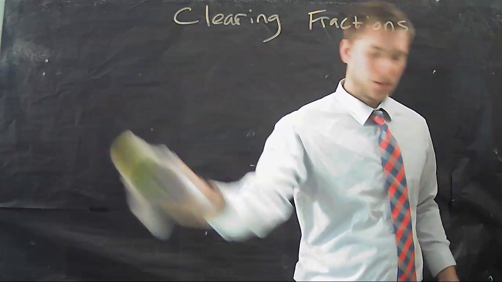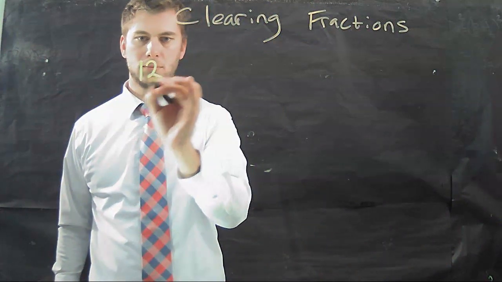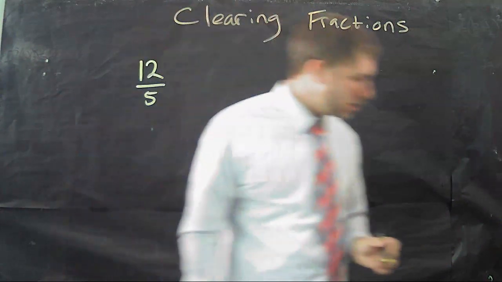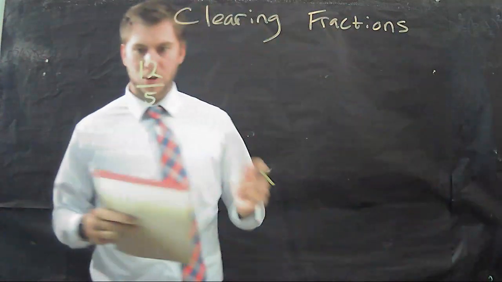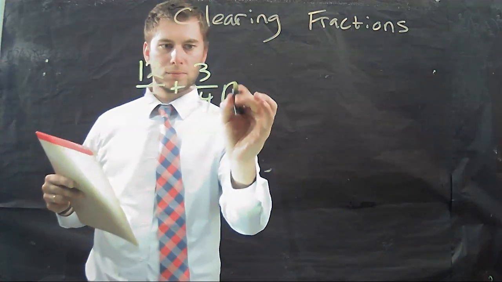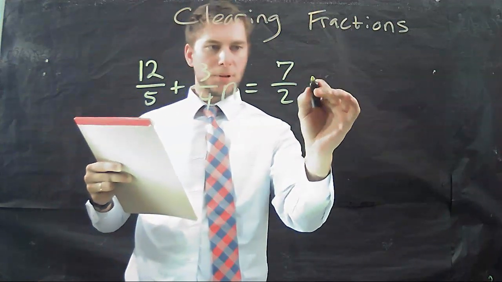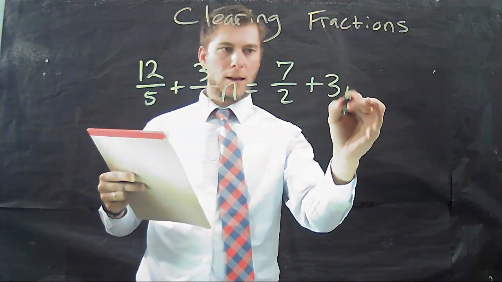All right, let's see. Let's try 12/5. Here, I'm just going to hold my paper here. Plus 3/4 n equals 7/2 plus 3n. Here we go.